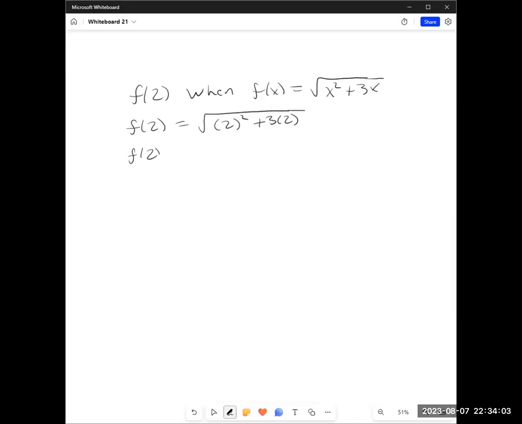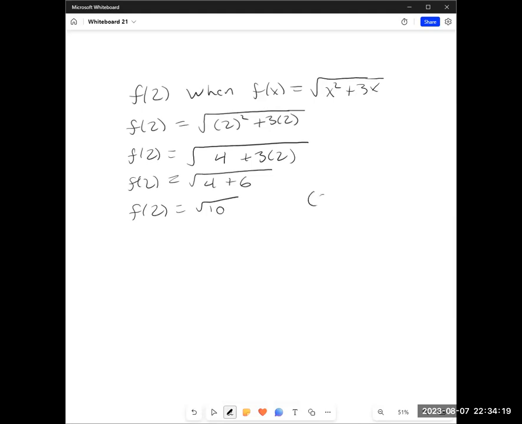So here f of 2 is going to be the square root of 4 plus 3 times 2. So that means that I have the point 2 and the square root of 10, like that.